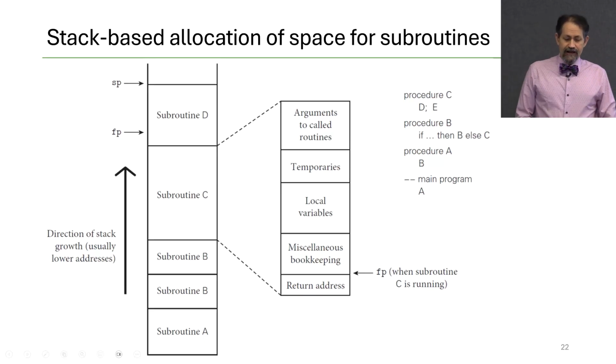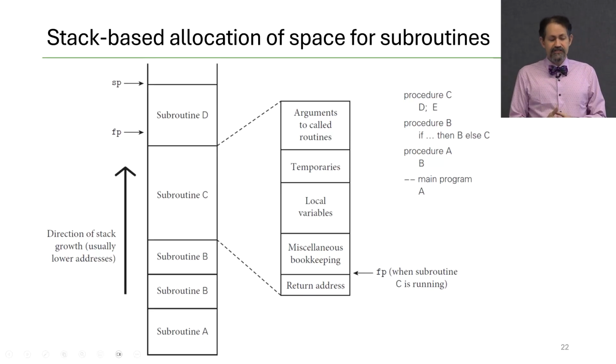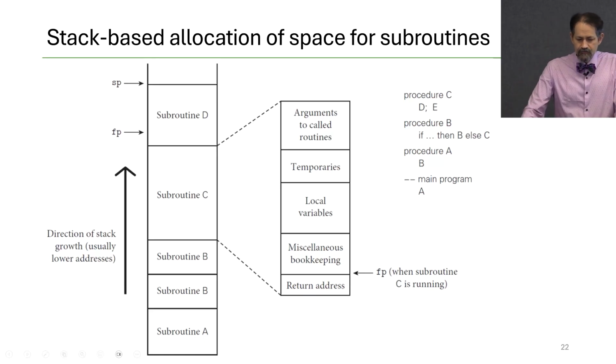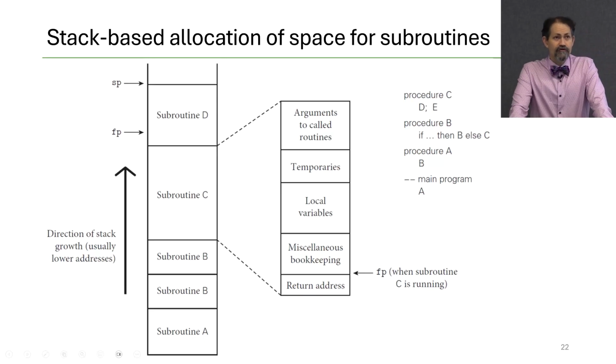Looking in detail at a routine, such as subroutine C in this case, the very last part of the allocation on the stack for that routine will be the return address. I guess that's the part that's closest to the previous function. And so that is where we will jump to when we return from the function. And conventionally, the frame pointer points to just above the return address. There might be some bookkeeping for the function. That depends on the particular implementations.